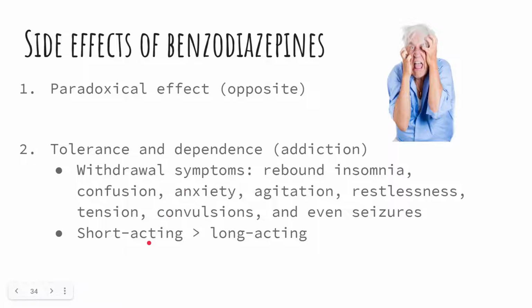Now again, just like we said with rebound insomnia, the chance of tolerance and dependence and withdrawal symptoms increases for short-acting drugs more than long-acting drugs. يعني الأدوية اللي بيكون مفعولها قصير, the short-acting drugs, they have a higher chance of tolerance and a higher chance of dependence than the long-acting drug. Something that you have to keep into consideration.